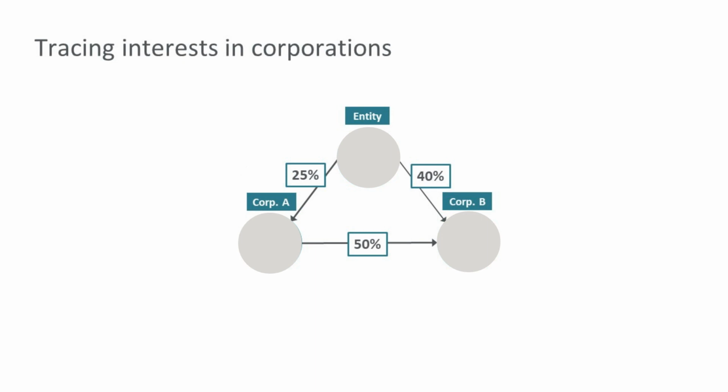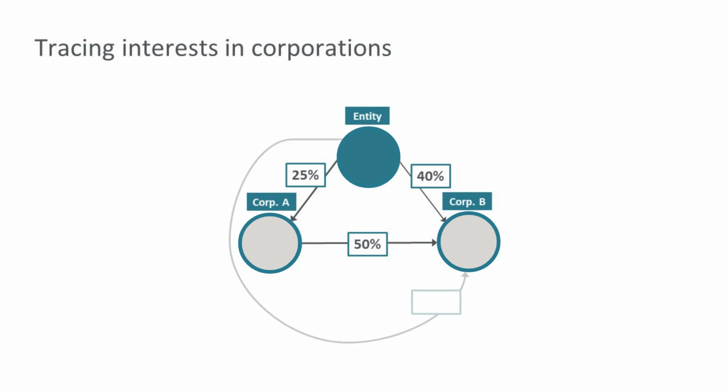The second example shows that the entity has a direct interest in Corporation A of 25% and a direct interest in Corporation B of 40%. Both direct interests are less than 50%, so on their own are not controlling interests. However, entity also has an indirect interest in Corporation B via Corporation A of 25%.